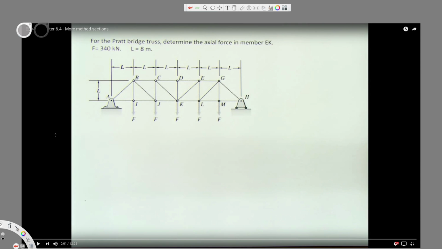We have this question right here. It's asking for the Pratt bridge truss, determine the axial force in member EK. So first of all, EK is right here. For this kind of question, if they ask any member, we cut this part first and find the direction.